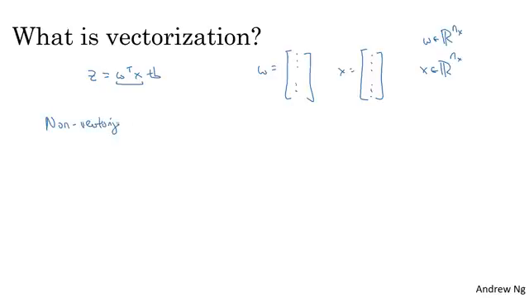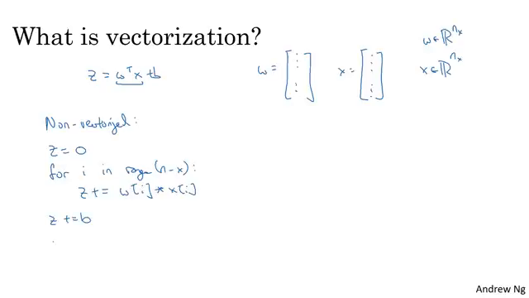So to compute w transpose x, if you had a non-vectorized implementation, you would do something like z equals 0, and then for i in range of nx, so for i equals 1 to nx, z plus equals w_i times x_i. And then maybe you do z plus equals b at the end. So that's a non-vectorized implementation, and you find that that's going to be really slow.